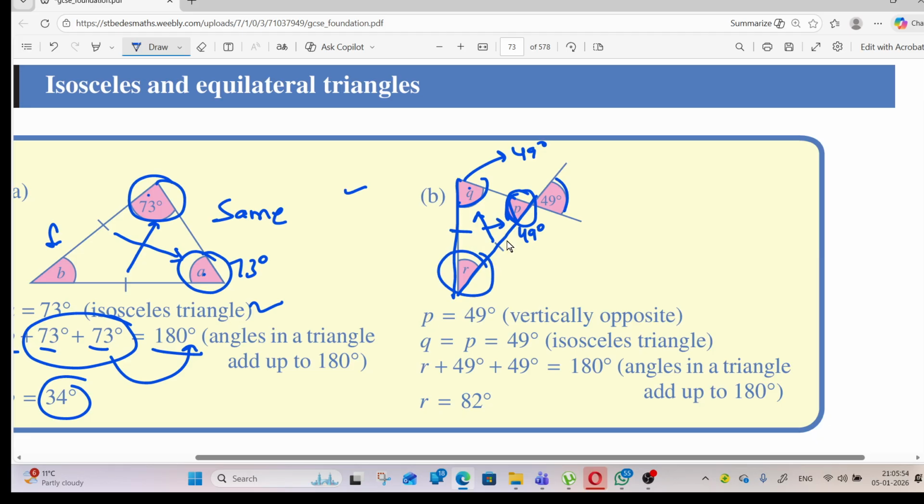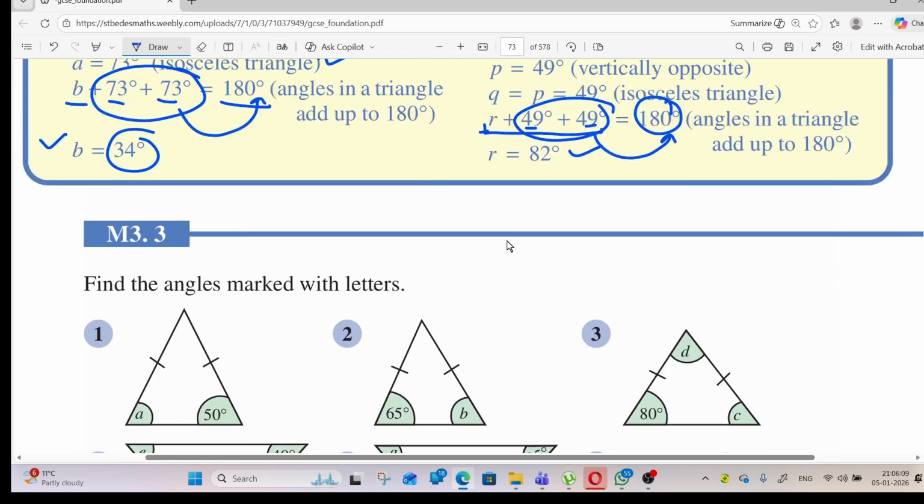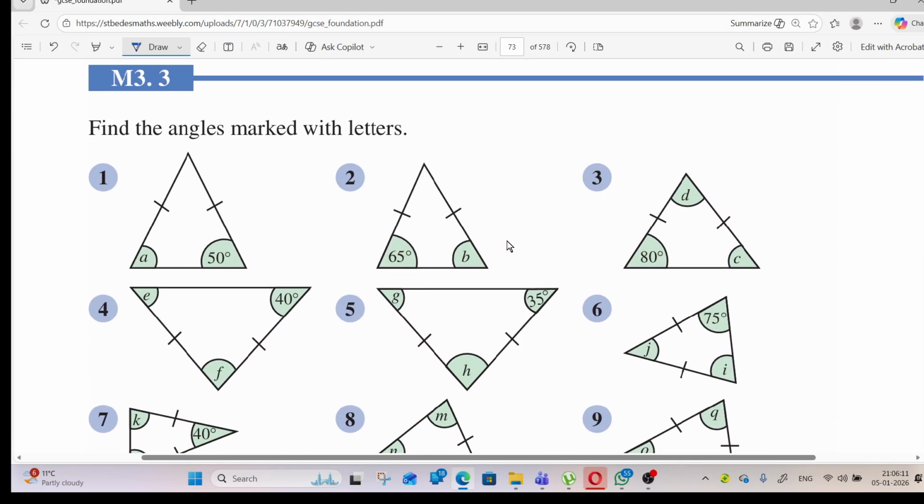Now we can find R because they all add up to 180. So I can write 49 plus 49 plus R is equal to 180. If I add them and subtract from 180, that's how I can get my angle R, which is 82 degrees, right? Clear?